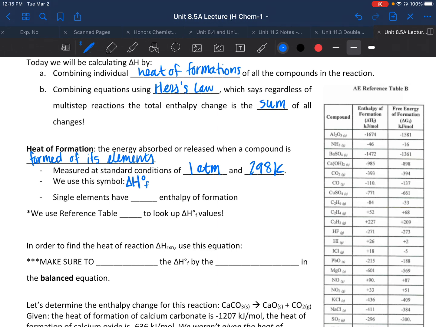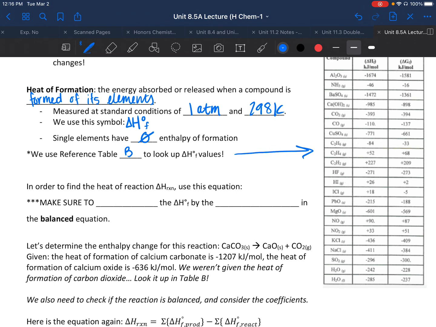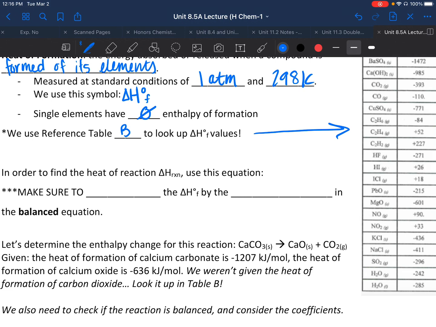And so single elements have a value of 0 for their enthalpy of formation because they're not forming compounds, they're already at their elemental state. And so we use reference table B here. This will be in your notes, and you can look up different heats of formation for different compounds. And so in order to find our enthalpy, which we've been calling just delta H, I'm going to give it this little subscript here of rxn, which just stands for reaction.